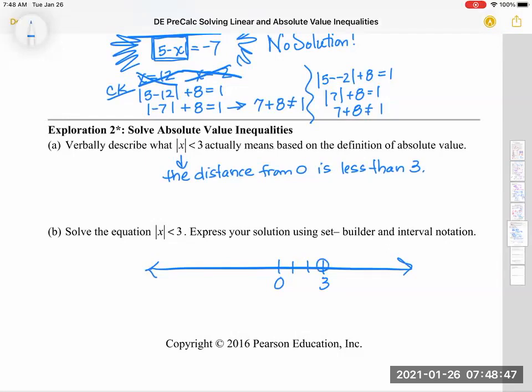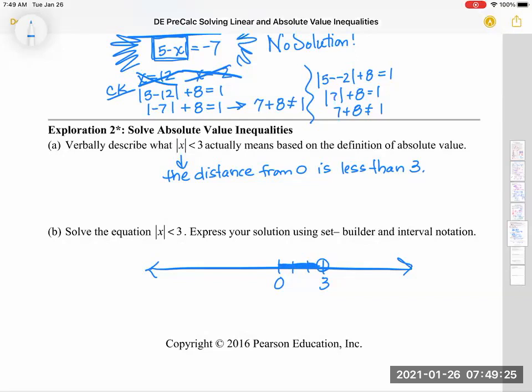They could be 2.5 units away. They could be 2.9 units away. They could be 2.1, 1.5, 0.9 units away. They could be 0.1 units away. They could be 0.0001 units away. So it could be all of these answers, right? Everything less than 3. All those decimals and fractions and irrational numbers in between 0 and 3 are less than 3 units away from 0 on the number line. So that's why we shade all of that.